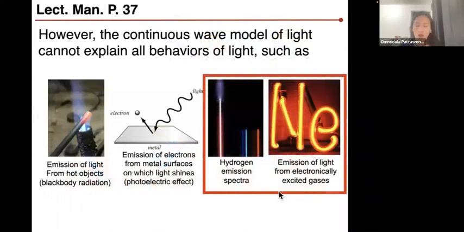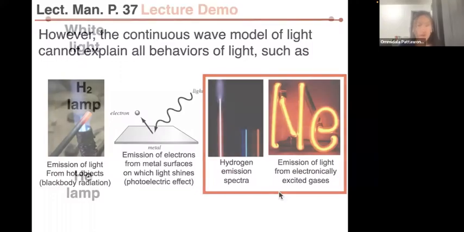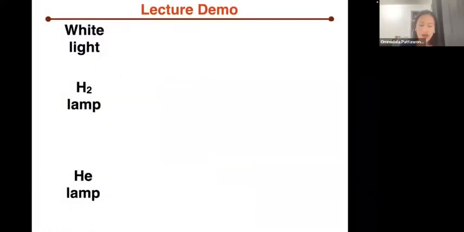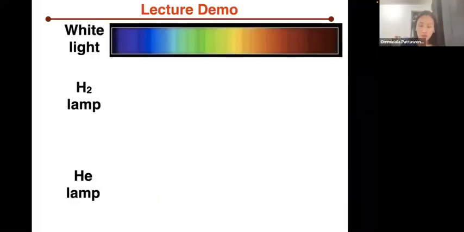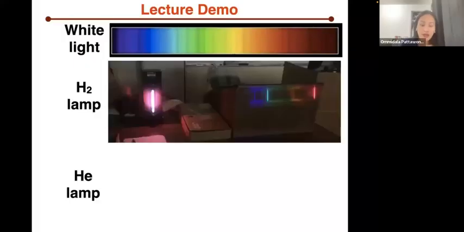The last phenomenon that we are going to take a look at is the atomic emission spectra, such as those produced from a hydrogen lamp or neon lamp. When you look at white light through a diffraction grating or similar to a prism, you will see that white light produces all the visible wavelengths. However, the light produced from the hydrogen lamp produces only certain wavelengths, as you see here.